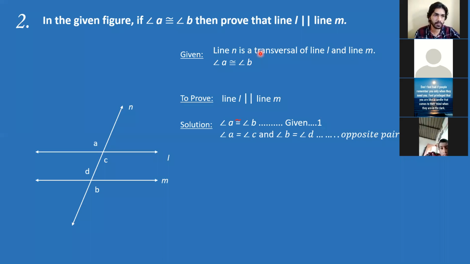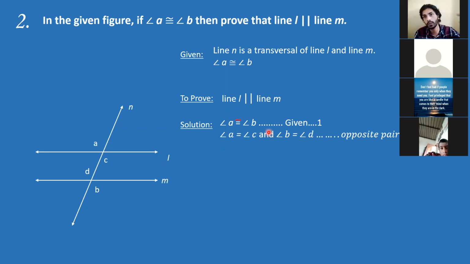Next step, angle A is equal to angle C and angle B is equal to angle D. What I have to prove is line L is parallel to line M, and I know angle A is equal to angle B. So what I did was I took 2 more angles over here, angle C and angle D, and as we know opposite pairs are equal, so I have angle A is equal to angle C and angle B is equal to angle D. But folks, if you pay attention, you will see that C and D are a pair of alternate angles. We have already proven A is equal to B. See, angle A is equal to C, B is equal to D. We know A is equal to B. That means obviously C is equal to D.